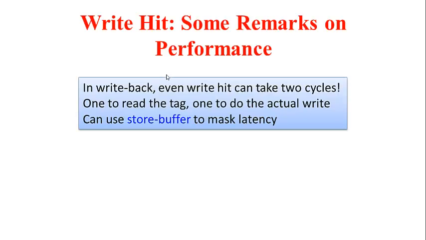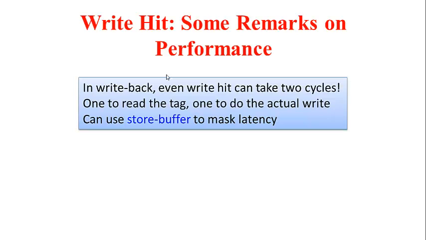With respect to write hit, here are a couple of remarks on performance. First is, when we use the write back scheme, even a write hit can take 2 cycles. That is, 2 accesses to the cache. The first access will be to read the tag, and only when the tag matches, the actual write can happen. So even in the case of a cache hit, the processor may have to wait until the tag is read, matched, and the actual data written.